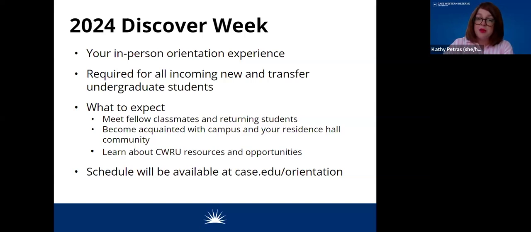If you're planning to commute, we do have programming specific for commuter students beyond the rest of the required programming. And we're really going to educate everyone on the variety of CWRU resources, where to find certain things on the physical campus, and other opportunities to get involved as a student. As soon as our schedule is finalized, which we are working on right now, we will have that available on our website, and we will also share that through our orientation newsletter.